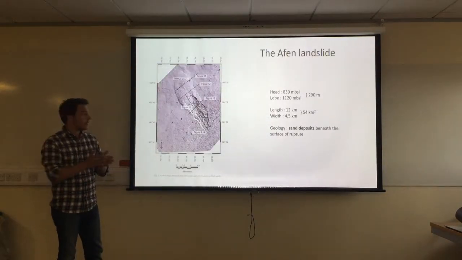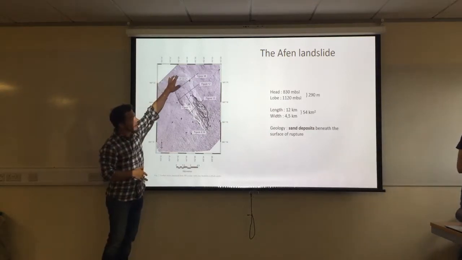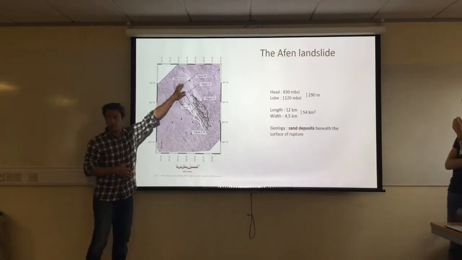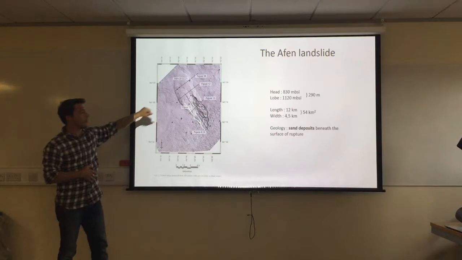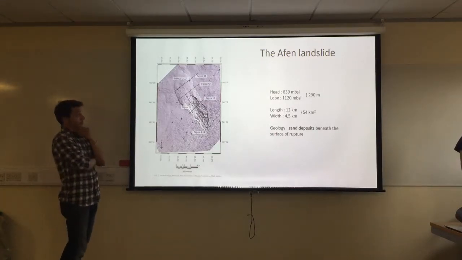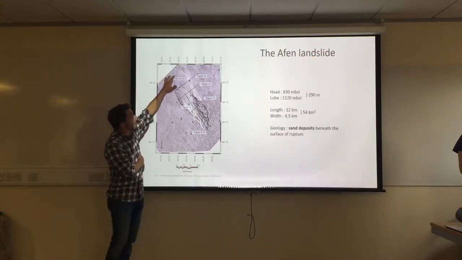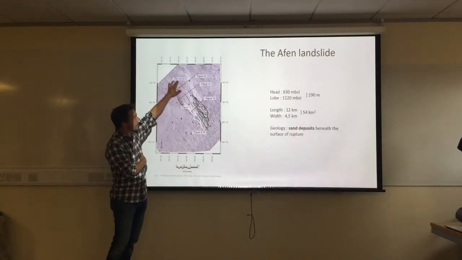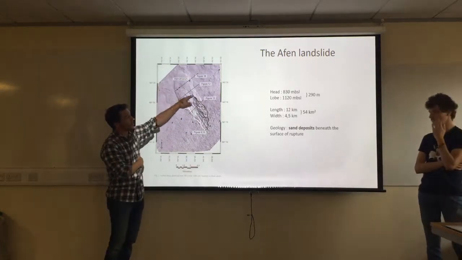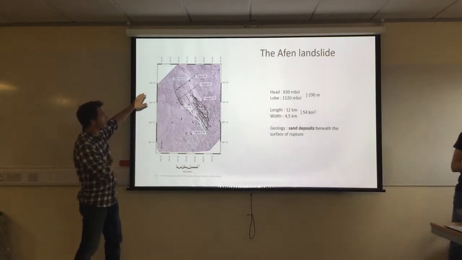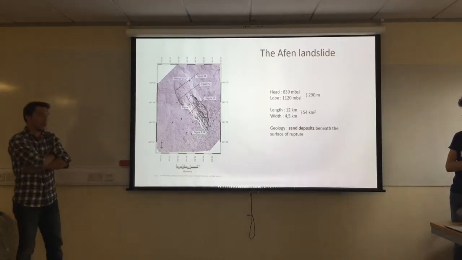So what about the landslide characteristics? The head of the landslide is at 830 meters below sea level. The lobe is 1,120 meters below sea level. The length is about 12 kilometers, and the maximum width is 5 kilometers. And the geology of the site is mainly some deposits just beneath the surface of the lake.